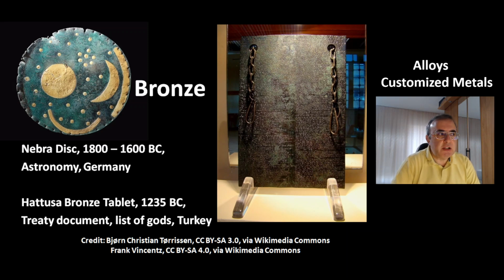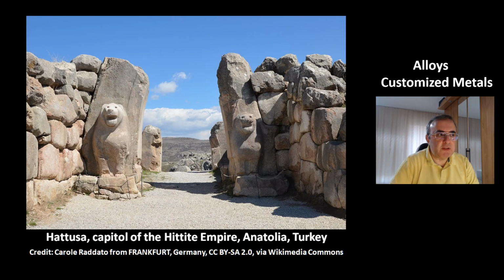At the right you have a Hattusa bronze tablet from 1235 before Christ. It's a treaty document, and you can see it contains many letters, a lot of text, and that's because they have listed all the gods in this treaty document. This document is from today's Turkey. Hattusa was the capital of the Hittite Empire, which is located in Anatolia, Turkey. The picture shows you the gate of the city with lion statues.